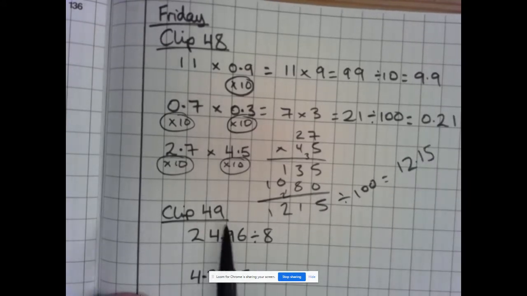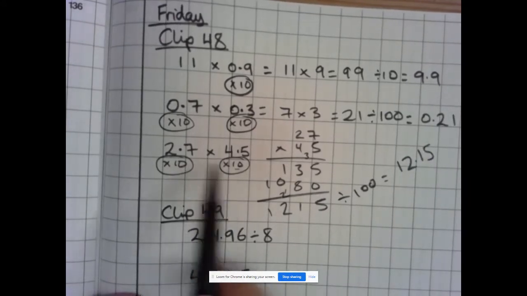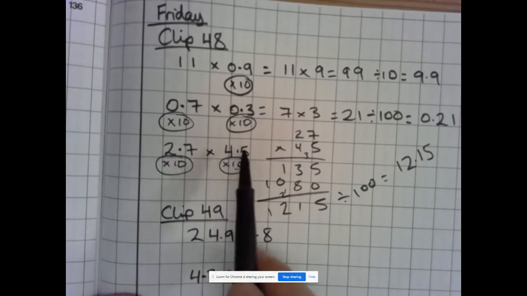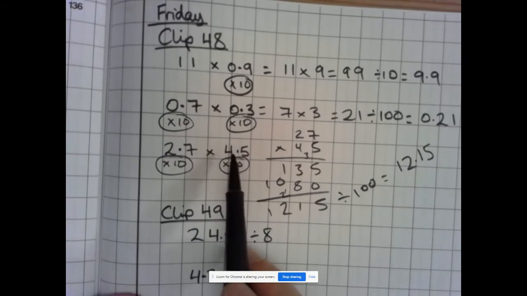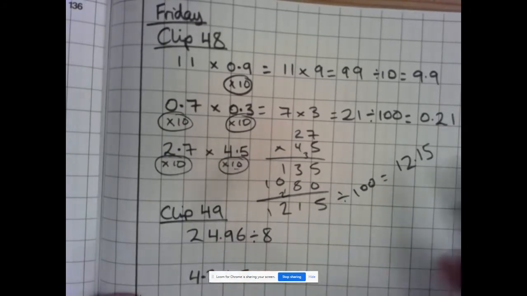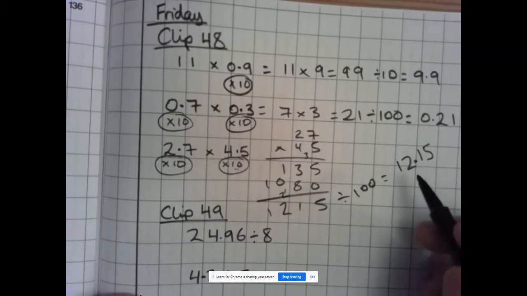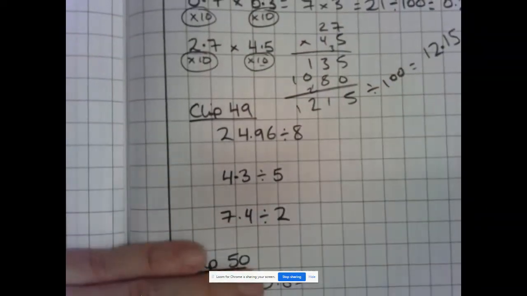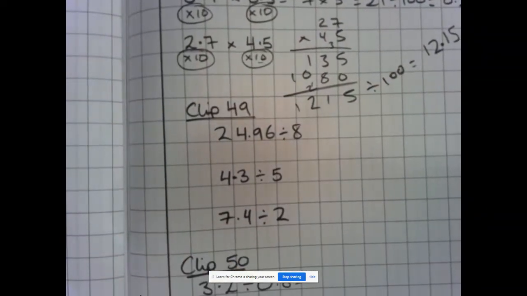You can always estimate your answer, so this number's near 3, this number's near 4. If I've rounded this one up, I'll round that one down maybe. 3 times 4 is 12, so my answer has to be near 12, which it is. So I know that my answer is somewhat correct. And the second clip is 49.